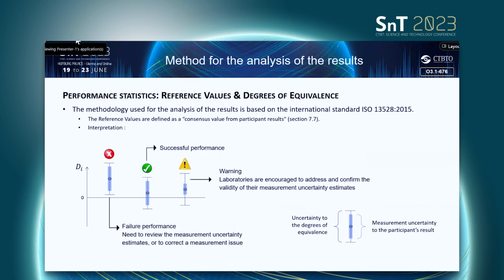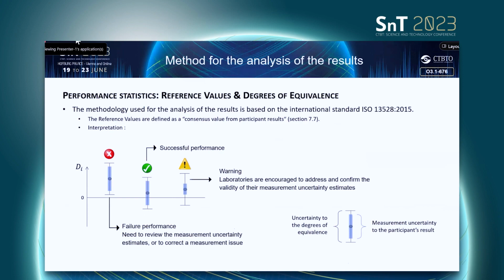With this method of analysis, we also have a warning situation, when the degree of equivalence and uncertainty cover the reference value, but the measurement uncertainty seems to be too small, given the variance of the results provided by all the laboratories. In this situation, the laboratories are only encouraged to address and confirm the validity of their measurement uncertainties.